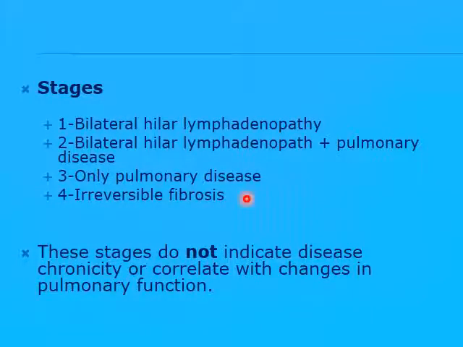There are what are called stages of chest sarcoidosis. This does not mean that the patient proceeds from 1 to 4. They are called stages, but actually they are types. Stage 1 is just bilateral hilar adenopathy. Stage 2, lymphadenopathy plus pulmonary disease. Stage 3, only pulmonary disease without lymph nodes. Stage 4 is irreversible fibrosis.